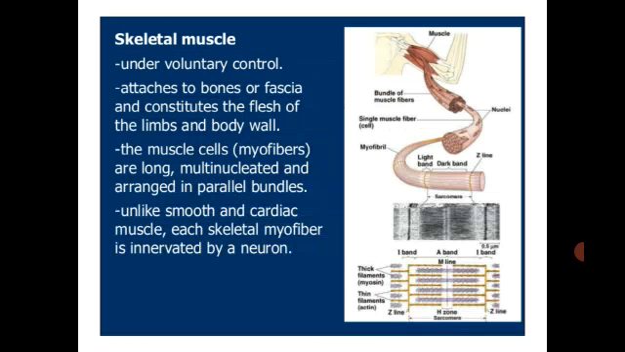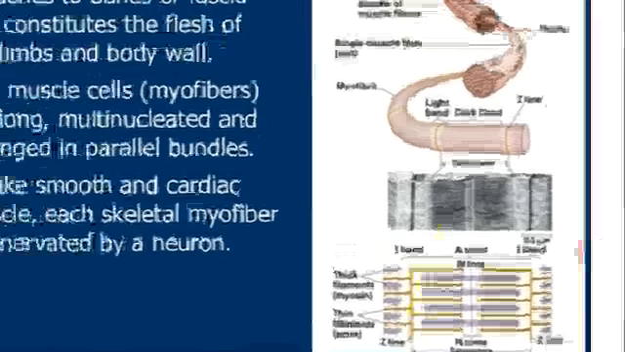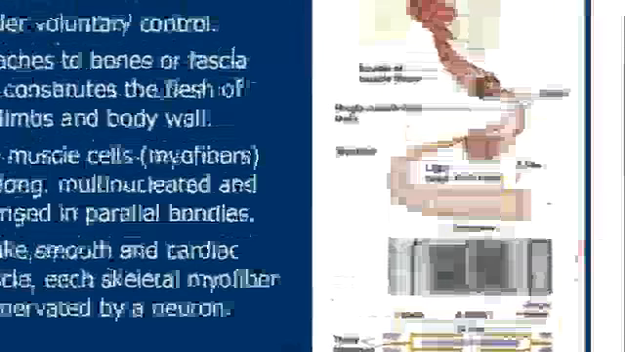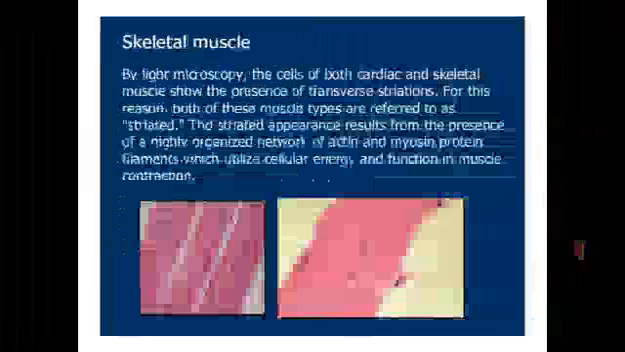Skeletal muscles come under voluntary control. They attach to the bones and help us move from one place to another. In this diagram, you are observing that a bundle of muscle fibers is present, with the A band and I band, and this theory you may study in class 2nd year. Skeletal muscles.